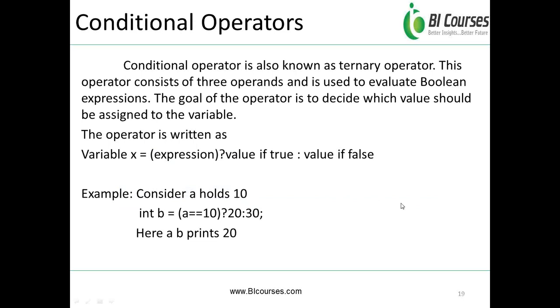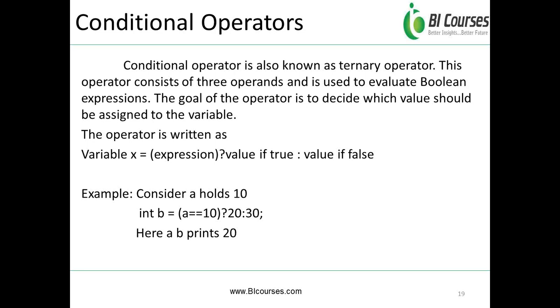Next one is the conditional operator. What does it mean by conditional operator? The conditional operator is also known as the ternary operator. This operator consists of 3 operands. So far what we discussed, unary operator always has one operand. Binary operator consists of 2 operands, a and b. Coming to the conditional operator, this ternary operator, we have 3 operands, a, b, c.